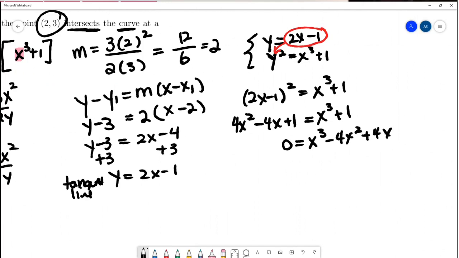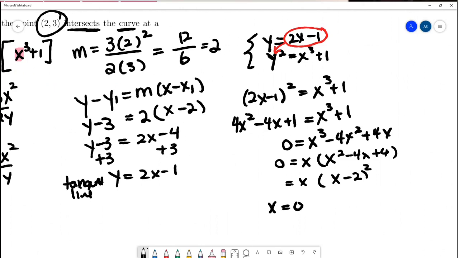plus 4x. You can solve this by factoring out the x, and have x squared minus 4x plus 4. This factors into (x minus 2) squared. And I can set each of these factors equal to 0 to get x equals 0 and x equals 2. So I already knew that the tangent line intersected at 2 because that was the given point of the tangent line. So the other point is 0.